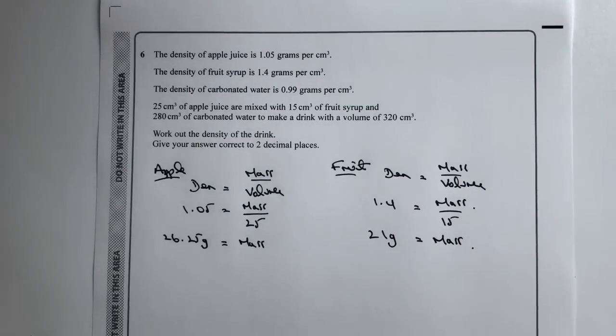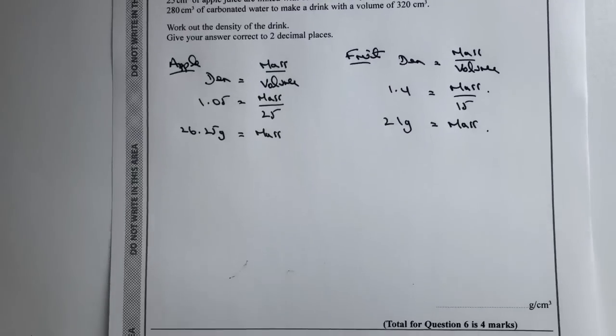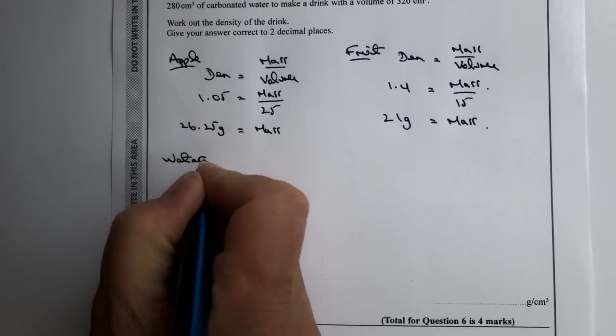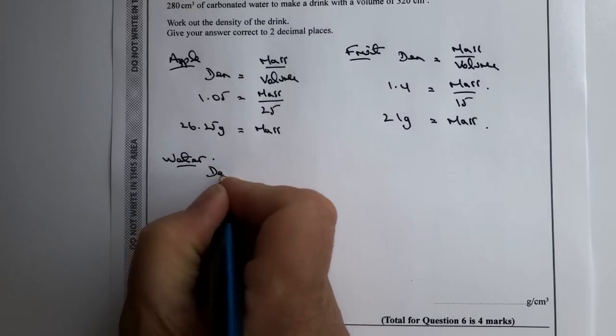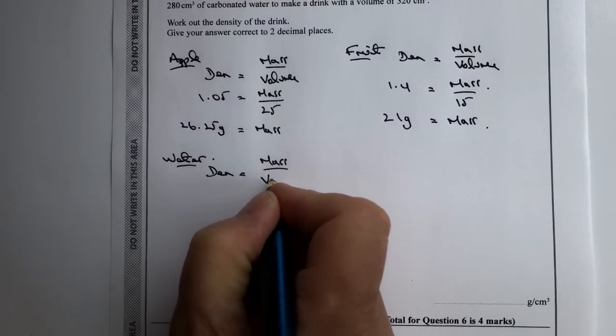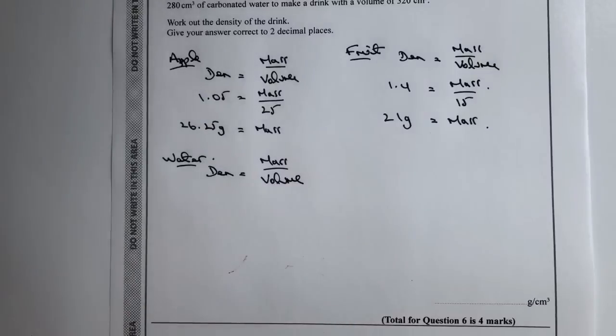So I've got the mass of the apple juice, I've got the mass of the fruit syrup. Now let's have a look at the water, and we're going to do a very similar exercise with the water. Again, I'm going to write the formula. I'd always advocate writing the formula as often as possible. It'll really help with your thinking, and also if you're using this for revision, it'll really help to cement the formulas that you need for these sorts of questions if you keep writing the formula time and time again.